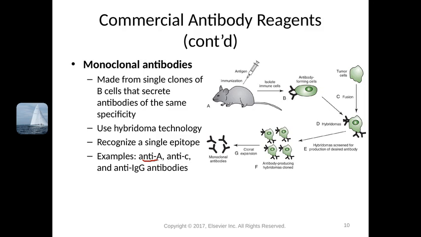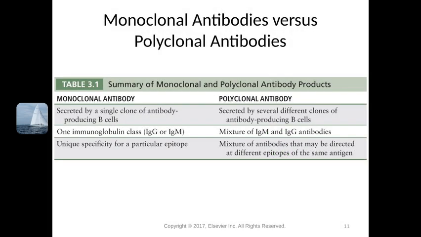So this is just a quick summary that compares the two. So monoclonal antibodies can be IgG or IgM, and polyclonals are often a mix of them. And they can identify multiple epitopes in a polyclonal, but only one particular epitope in a monoclonal. Think mono, 1. Mono, 1. And then poly is many.